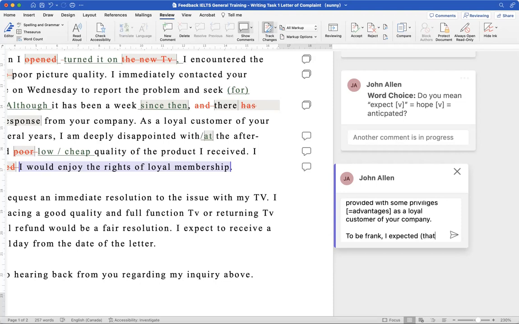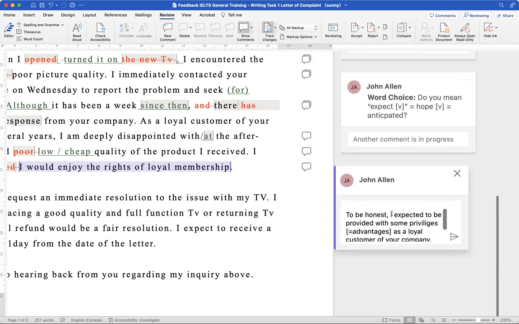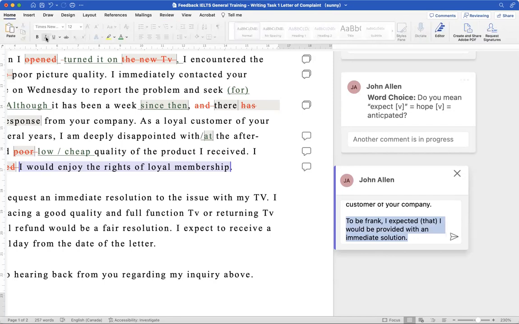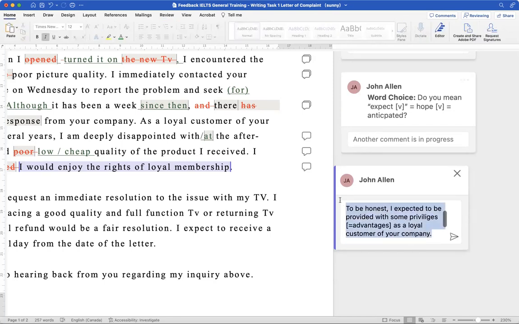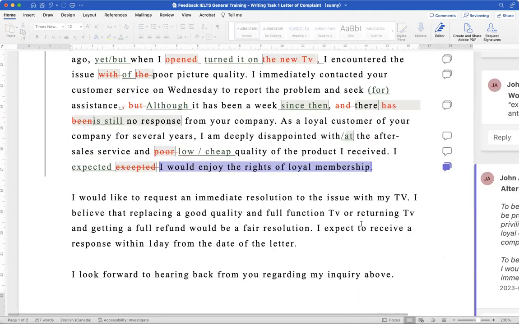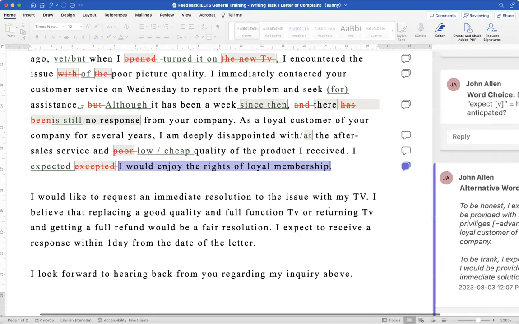you can, if you want, use that as well. It's not a must. Here as well, I expected that I would be provided with an immediate solution. So these will be better wordings. But again, your sentence is correct. These are just some alternative wordings so that you can achieve a higher score.